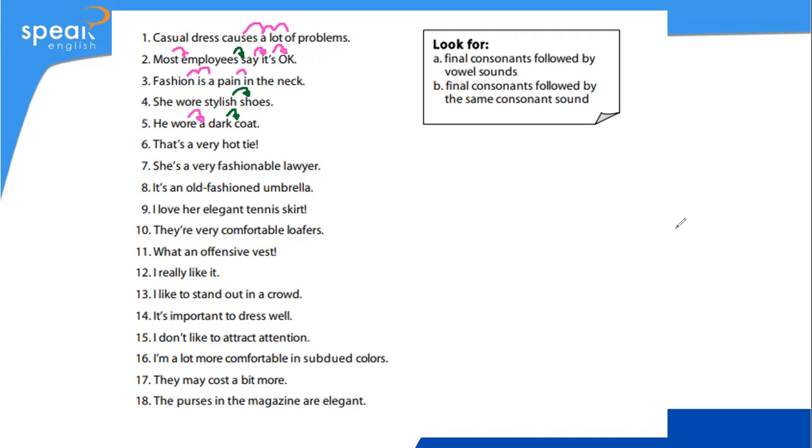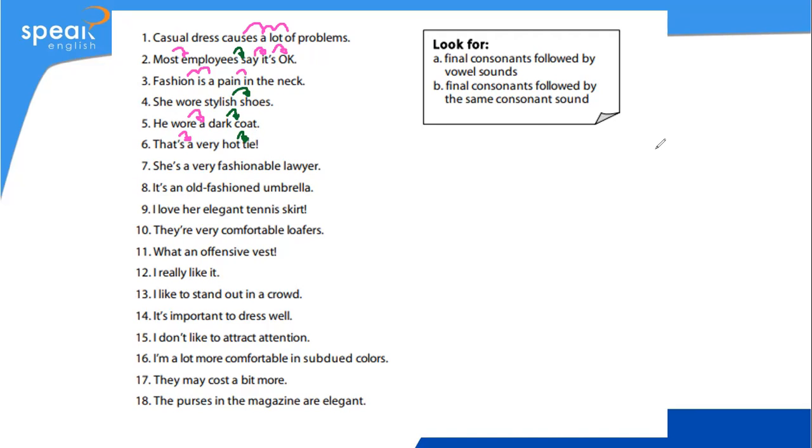Next, in number six, what do you see? Where do we link a sound in six? That's a. Very good. So we're going to say that's a. Hot tie. And then, exactly, similar sound, hot tie. Can you give it a try, Tatiana, in number six? That's a very hot tie. Wonderful, very good.